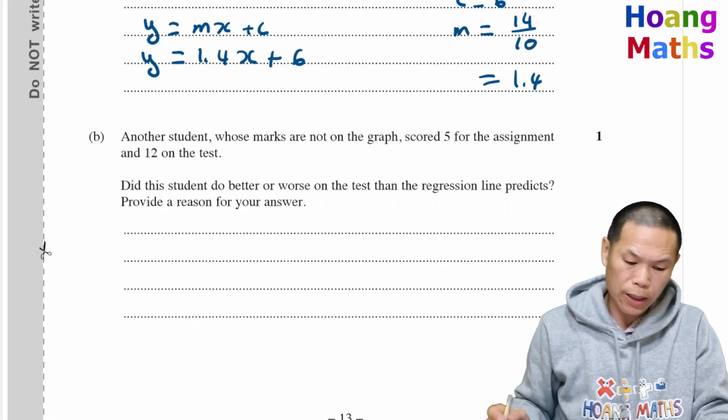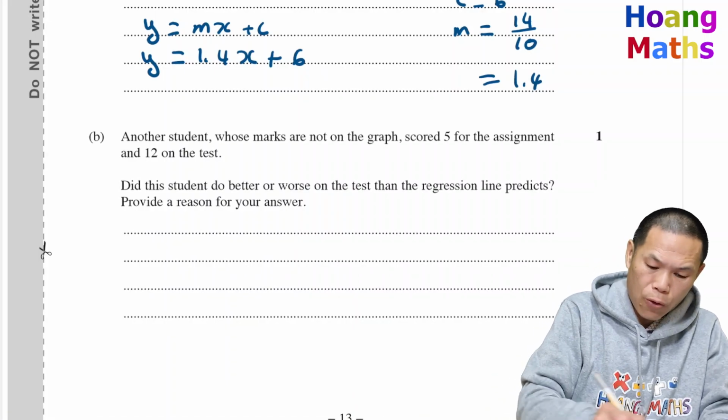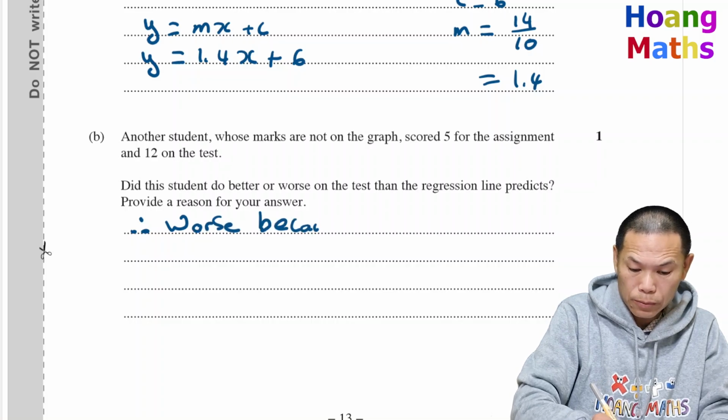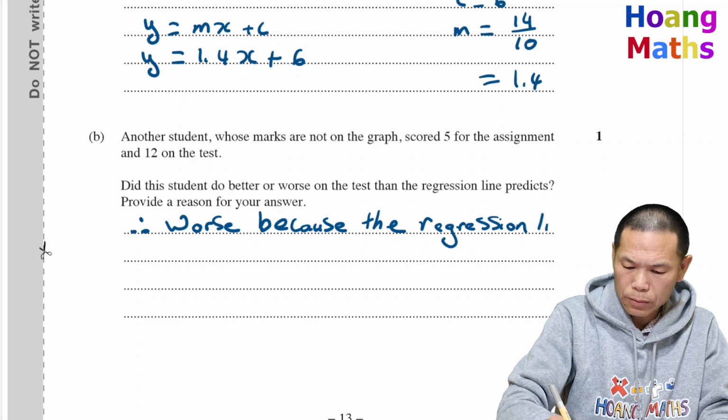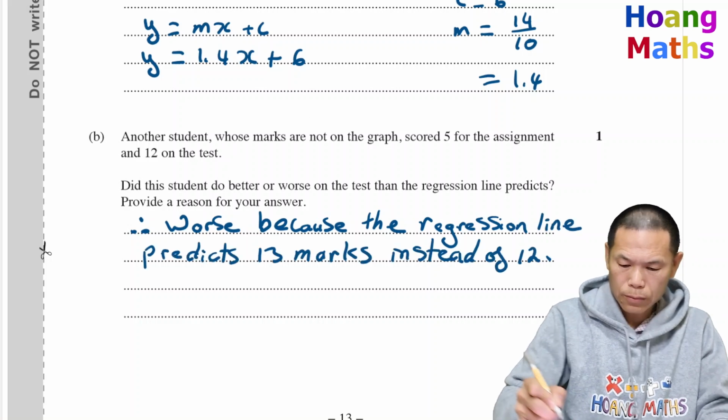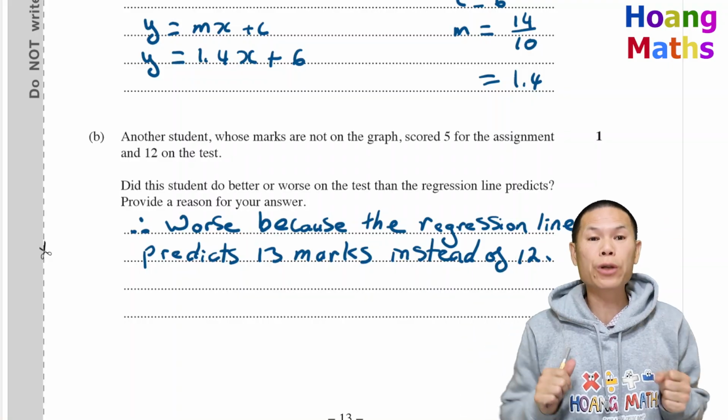So this means that it was worse. Okay, let me just write it down. So therefore, it was worse because the prediction is higher. So there you go.